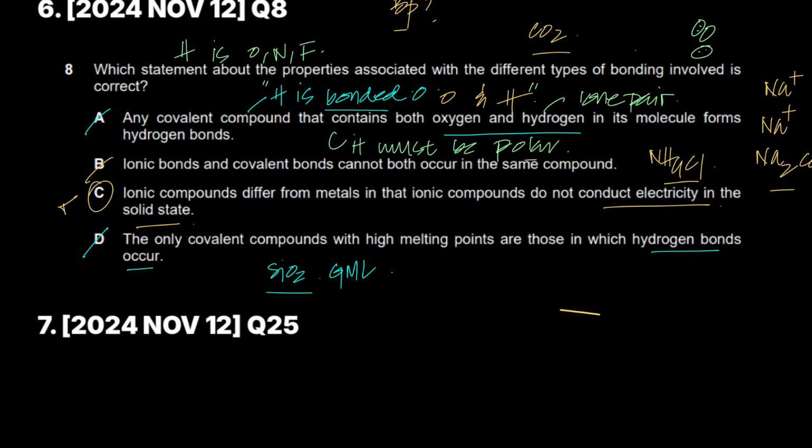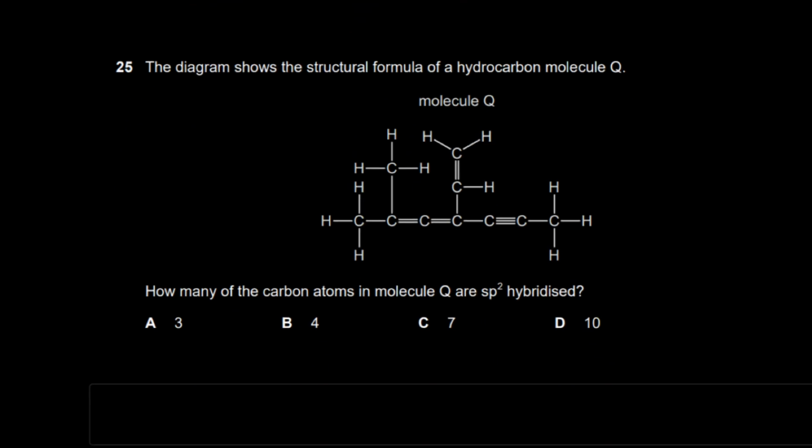If an option like C was not a clear option, let's suppose it said ionic compounds differ from metals because ionic compounds conduct in solid state, then I would cross out C because it's blatantly false. And then I'd just assume that the examiner is saying that all of these are implicit, implied in this. So that's pretty simple.